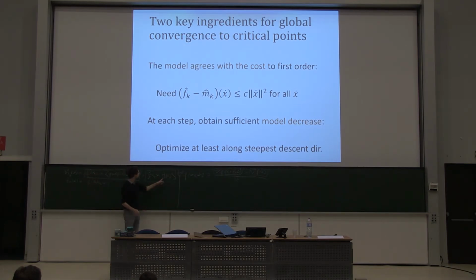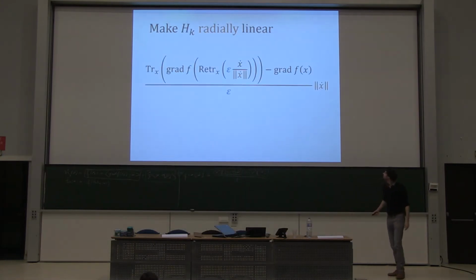I just need that Hk, if I apply Hk to some vector, or if I apply it to 5 times that same vector, I need linearity along such rays. I need this to be 5 times what I had before. But I don't need Hk along x1 plus x2 to be Hk along x1 plus Hk along x2. I don't need this to ensure this kind of error bound. And this is good news because I can simply modify the finite difference approximation a little bit to make sure that it is indeed radially linear and not completely linear.